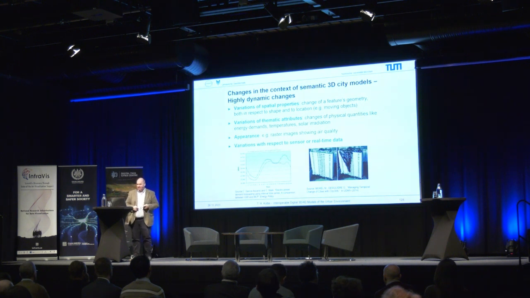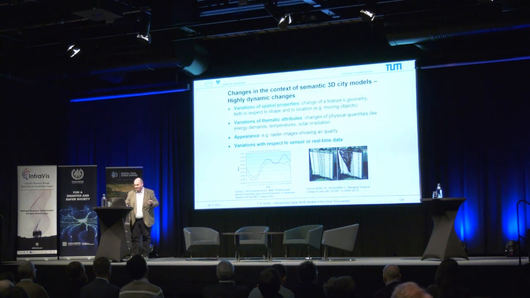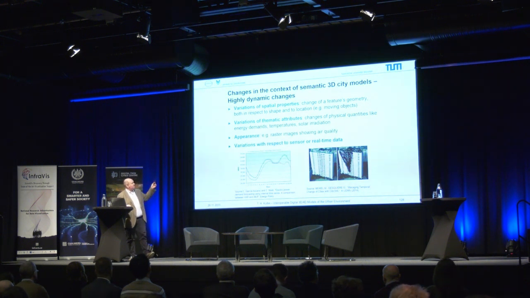And now this is basically what I mentioned with the dynamizers. We need to think about, especially for digital twins, that we have highly dynamic data, which basically changes in milliseconds, for example. So we have variations of spatial properties, for example if we have moving objects, but we also have thematic attributes like, for example, energy demands, temperature, solar irradiation, energy consumption.